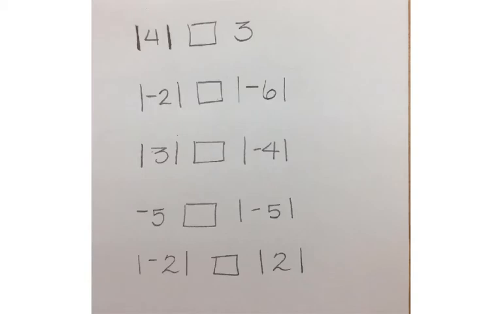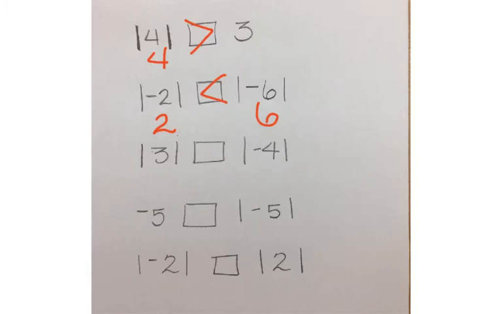All right, before you do anything, you should find the absolute value. So the absolute value of 4, remember that's the distance from 4 to 0, would be 4. All right, so I'm comparing 4 and 3. Well, 4 is greater than 3. All right, for the next one, I'm going to find the absolute value first. Absolute value of negative 2 is 2. Absolute value of negative 6 is 6. And 6 is greater than 2. So the absolute value of 2 is less than the absolute value of negative 6.